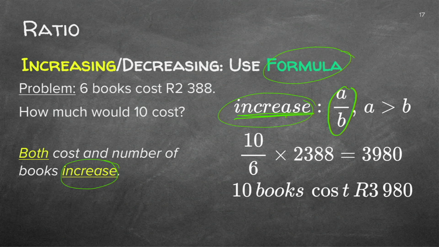So I have 6 books, and I'm increasing it to 10 books. Which one am I going to use? Where the numerator is greater, 10 over 6 times 2,388 equals 3,980, and that is the cost of 10 books.